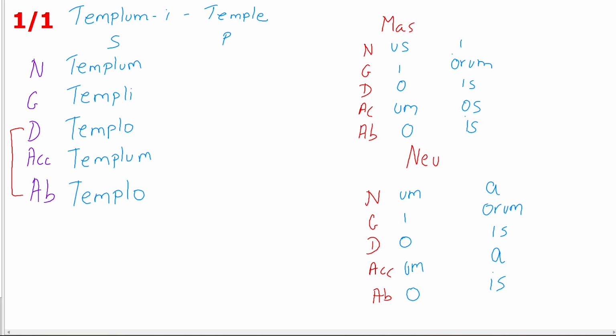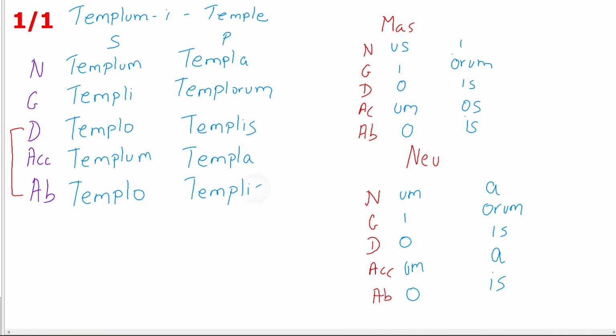Let's go to the plural. Nominative plural would be templa, genitive templorum, then you have templis, dative plural, accusative plural templa, and ablative plural templis.